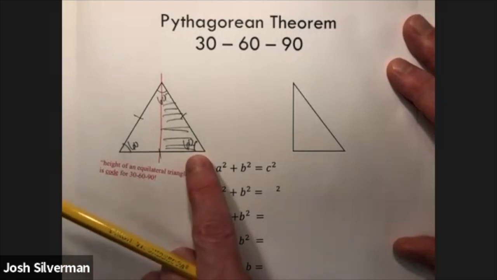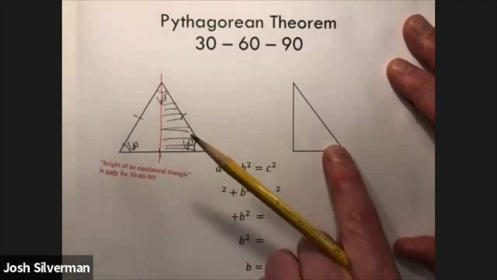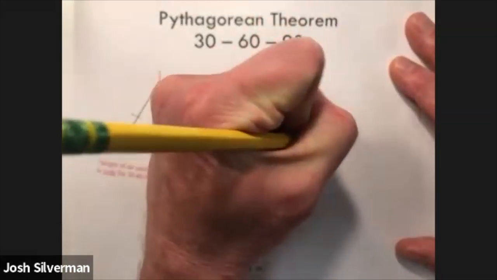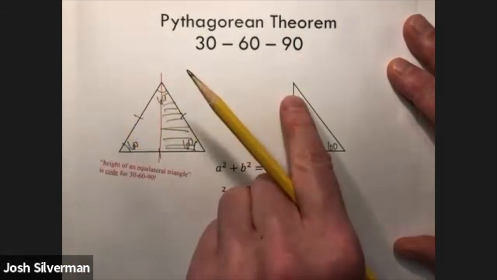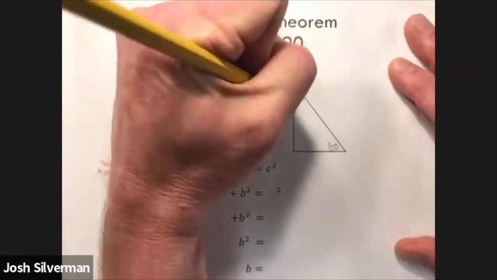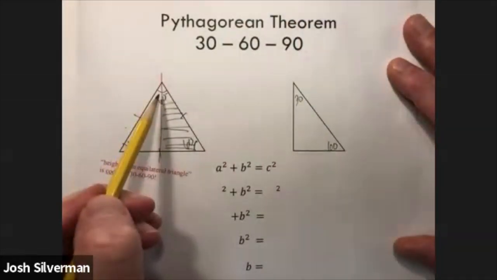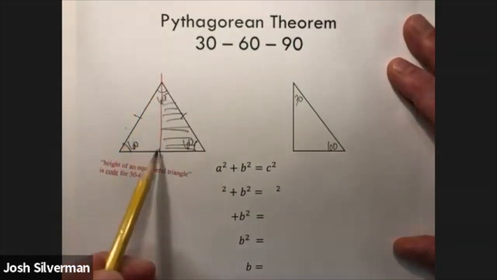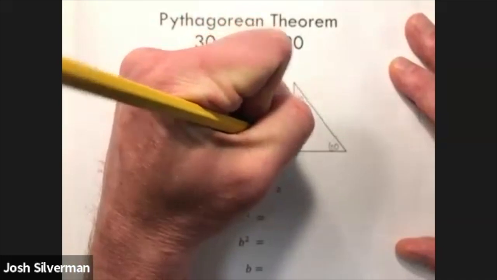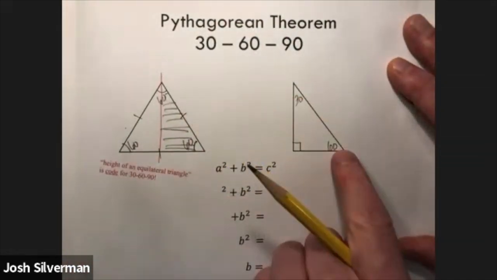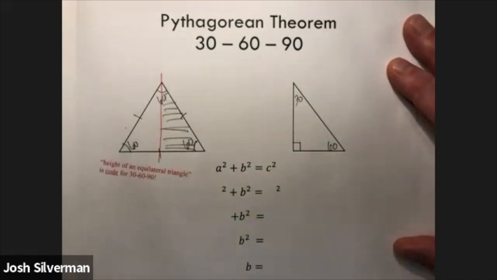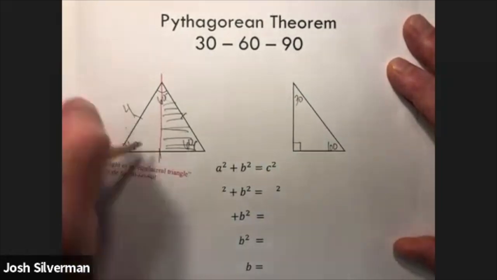Now, this angle was 60 originally, so it's going to be 60 over here. We don't change that at all. This one was 60, and then we cut it in half, and that's where we get the 30 from. And of course, if we're dropping a line straight down, perpendicular to the base, that forms a 90-degree angle, hence 30, 60, 90.